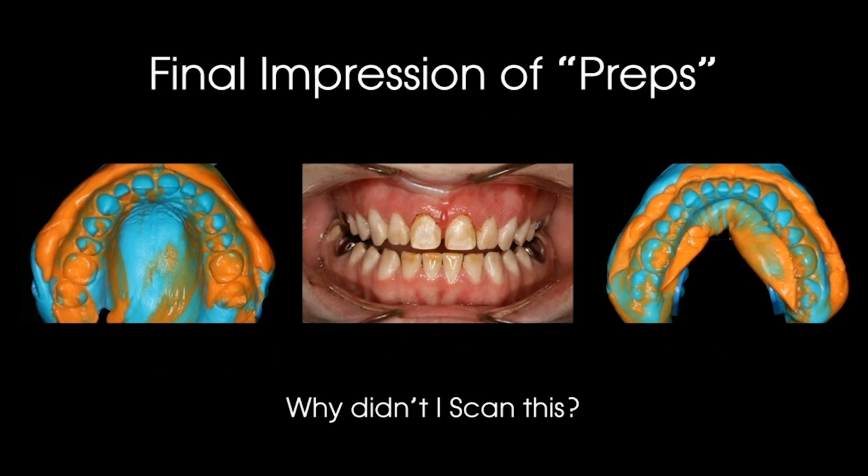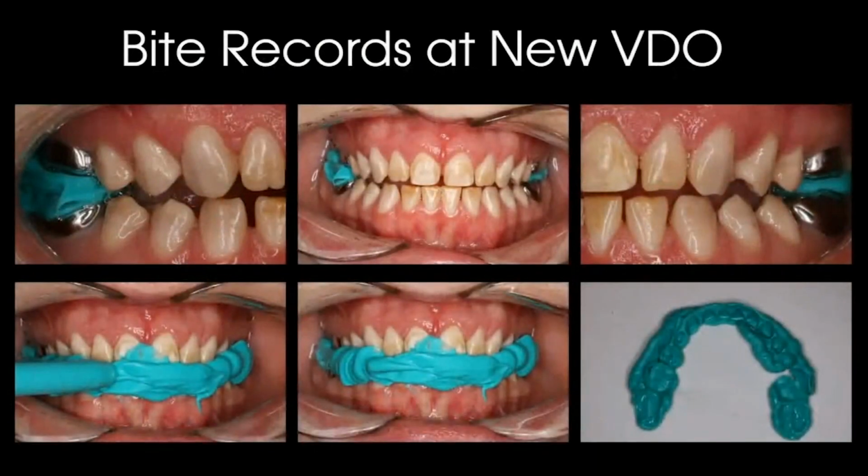Why didn't I scan this? Because scanning for the platinum foil technique, a scan is probably really accurate, but a printer can't reproduce interproximally all the nuances of the papilla and the gingiva as accurately to be able to do feldspathic veneers on. So if you do prepless feldspathic, I think the best way to do it is still, according to my lab, with an impression and cast.